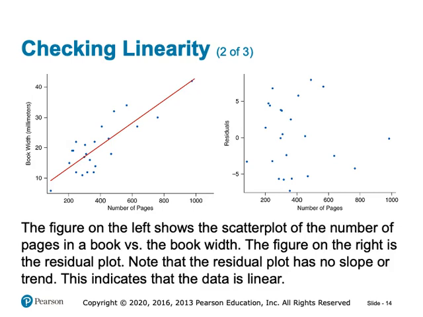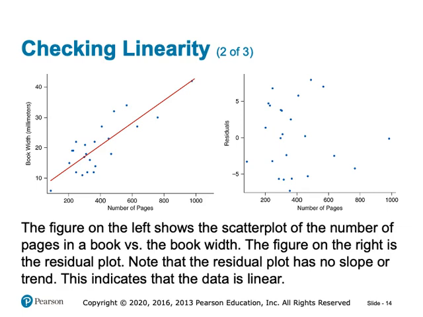On the left side of the slide, you see a scatter plot that shows the relationship between the number of pages in a book and its width. The red line is our regression line, representing the predicted relationship based on the linear model. On the right side, we have the corresponding residual plot. This plot shows the residuals, the differences between the actual book widths and the widths predicted by the regression line, plotted against the number of pages.